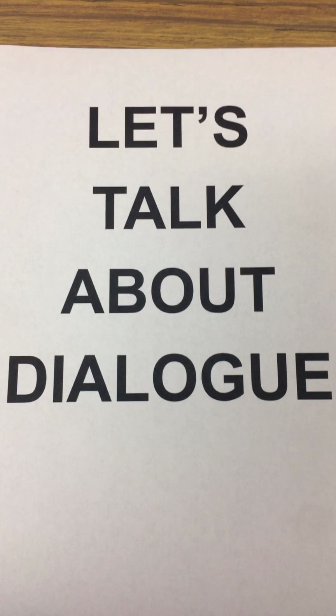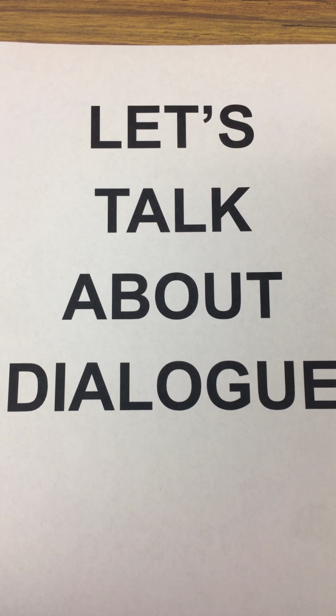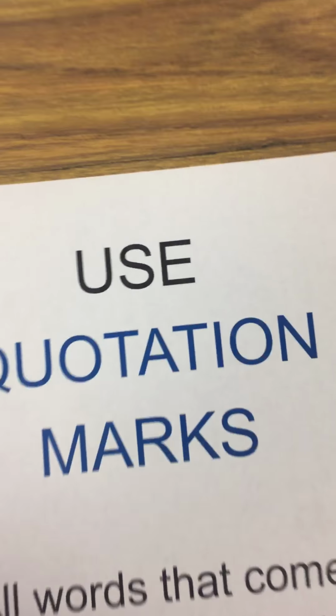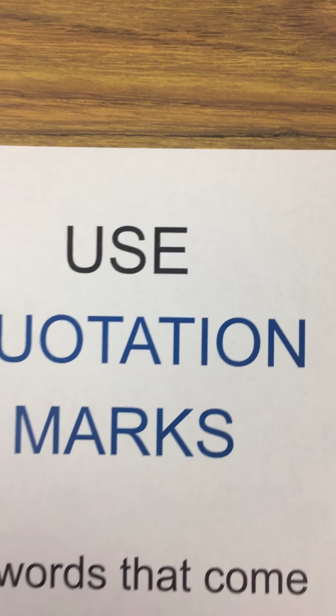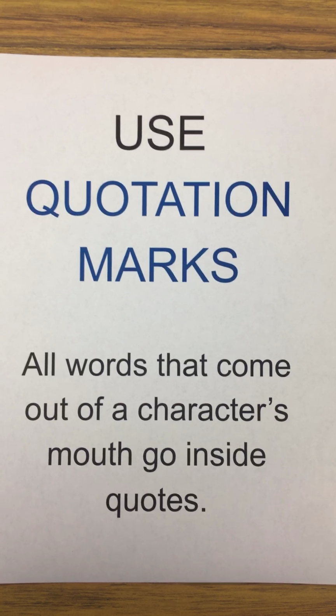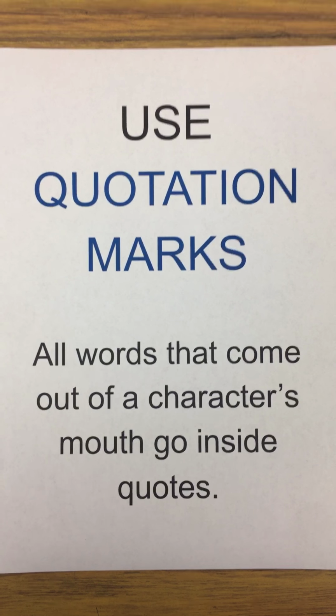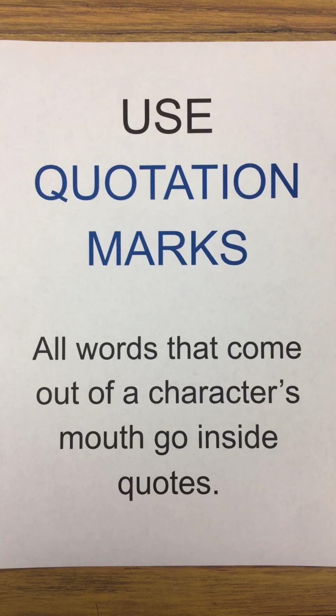This video is going to talk about using dialogue between our characters when we write a story. First thing, always make sure you use quotation marks. Anything that comes out of the character's mouth must go inside quotation marks, even if what they're saying is a guttural sound, a grunt, a moan, or a giggle of some kind. Whatever the character says goes in quotation marks.